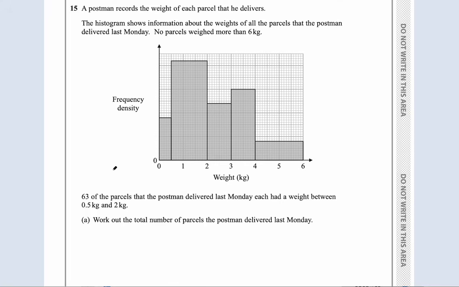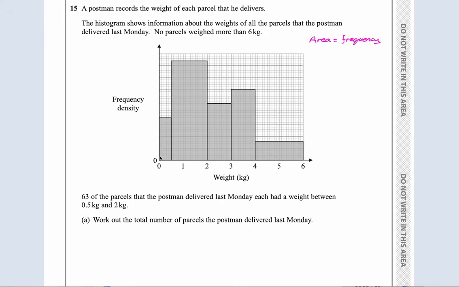Okay, so the first big thing to note, guys, about a histogram is the area equals the frequency. Okay, that's very important. The area is the frequency. And he says 63 of them were in here. So this area is 63. Now 63 what? Well, it's just an area of 63 because the y-axis is the frequency density.